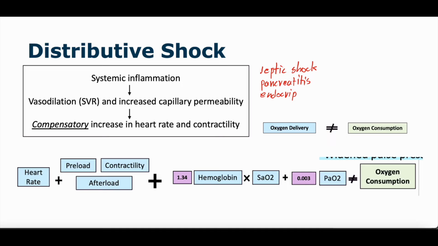Endocrine, I put a P too soon. This is why I shouldn't try to spell things in real time. Not that anyone could read my writing anyways.